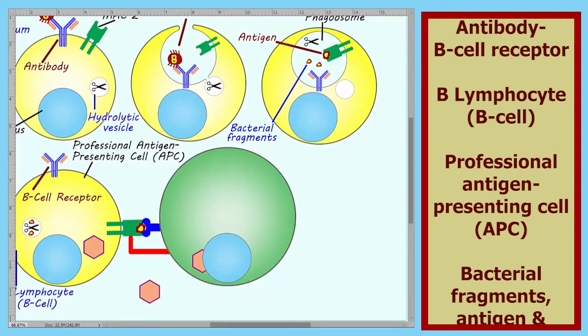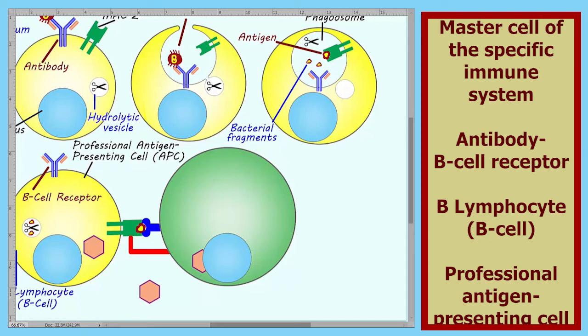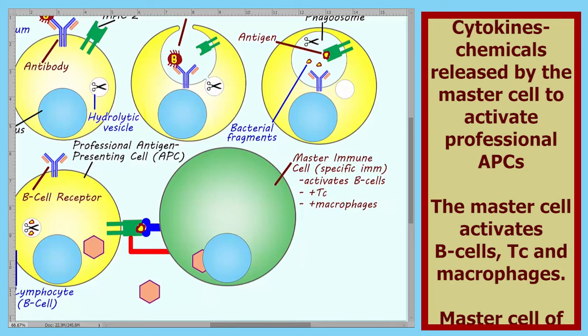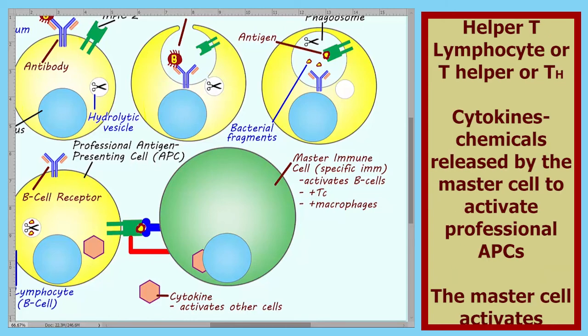The cell which recognizes the MHC2 molecule is the master cell for specific immunity. This cell activates B cells, cytotoxic T cells, and macrophages. The chemicals which are released to activate the other cells are called cytokines. This master cell is a helper T lymphocyte, or a T helper cell, or a helper T cell. It is abbreviated T subscript H.